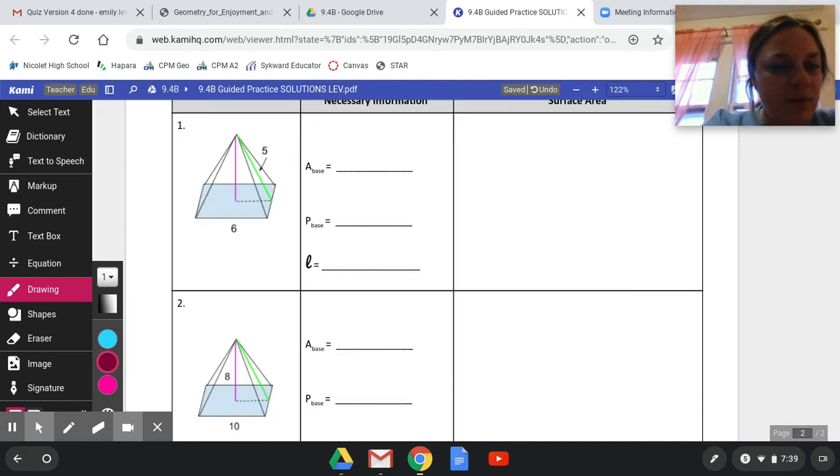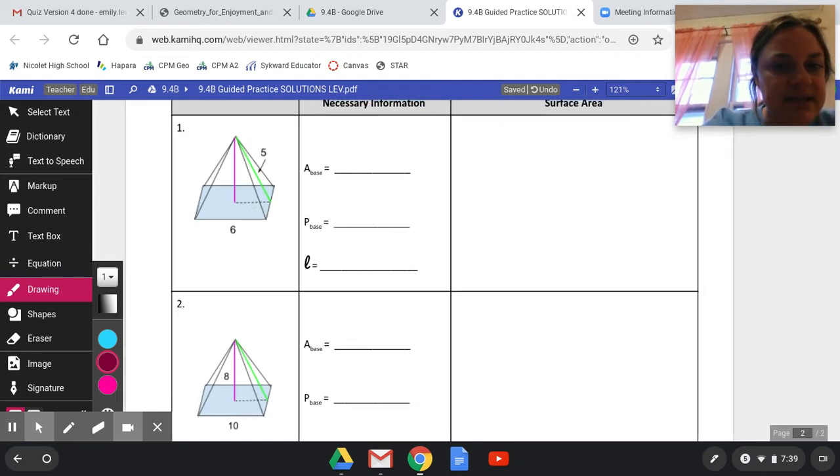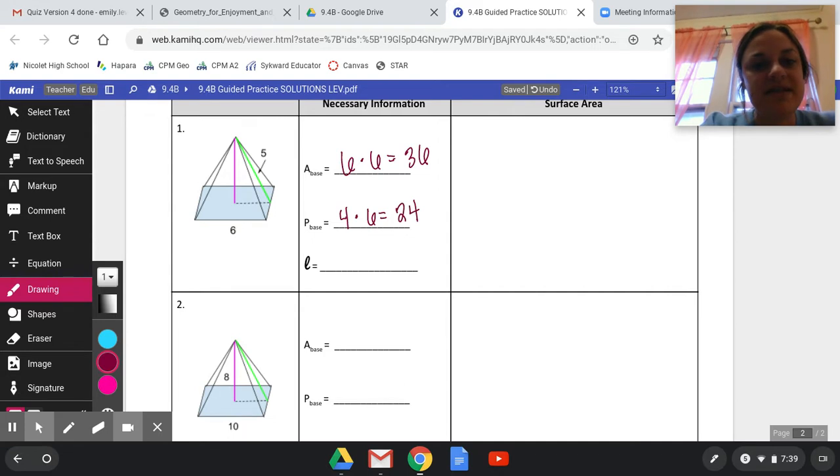Area of base for number 1 is, well, it's got one side that is 6. So I would take 6 times 6 equals 36. That's because the base is a square, right? So all of those sides are 6. So then I need the perimeter of the base because that's a part of my formula. It's a square, so it's got 4 sides, and all of those sides have the length of 6. So that gives me 24 units. And then my slant height is given to me as 5.